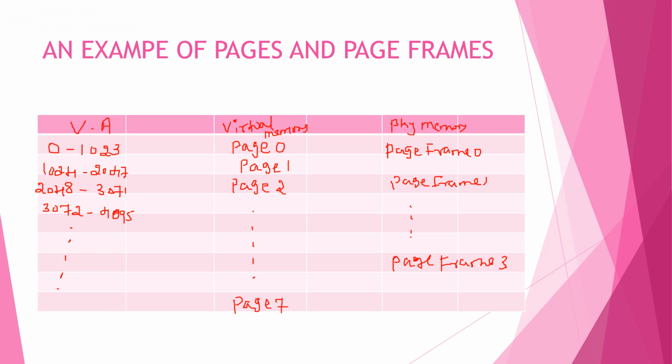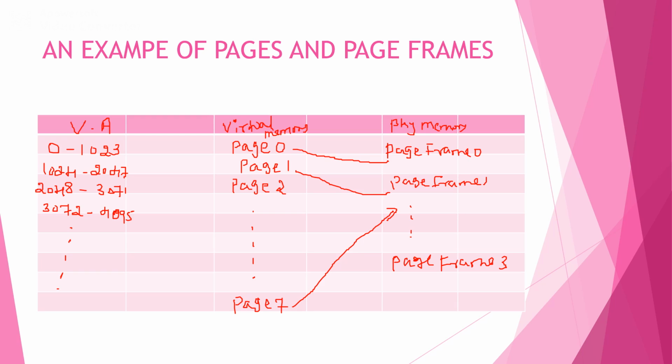Here the page table contains the information about which page is available in the main memory at any given time. So the concept of pages and page frames can be considered here. Now I can say that page 0 is mapped to page frame 0, page 1 is mapped in the physical memory, and page 7 is once again mapped into page 2. This is how we can consider the virtual memory, how exactly it is mapped with respect to the physical memory.